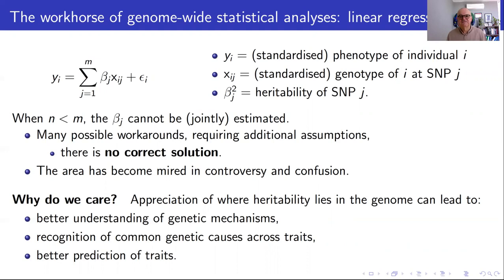The workhorse of genome-wide statistical analysis is linear regression. There is an implicit assumption of additivity here, so that's a simplification. It seems to be okay, and I'm not going to question that here. There are quite a few things I have to skip over, and that's one of them, but most people assume additivity. Also, most people assume, as I've indicated here, that the phenotypes and the genotypes are standardized.